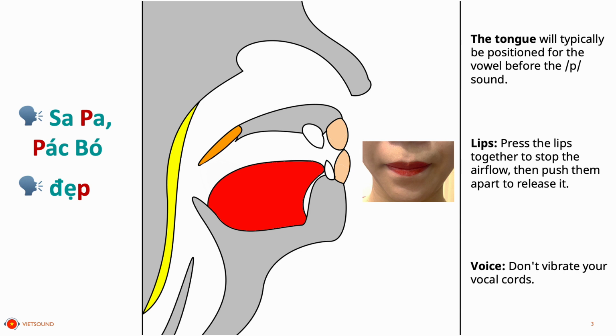To pronounce the P sound, you have to press your lips together to stop the airflow, then push them apart to release it, and your tongue will typically be positioned for the vowel that is before the P sound. The last thing you have to remember about the P sound is that it is a voiceless consonant, so you don't have to vibrate your vocal cords, like Sapa, Bác Bó, đẹp.